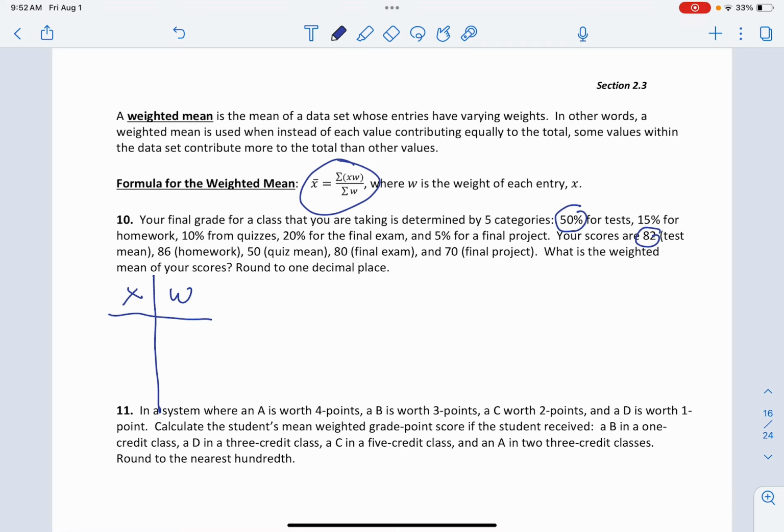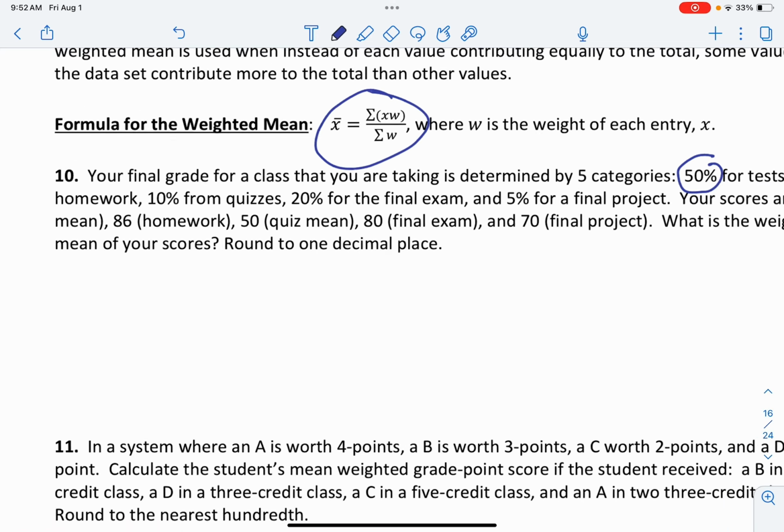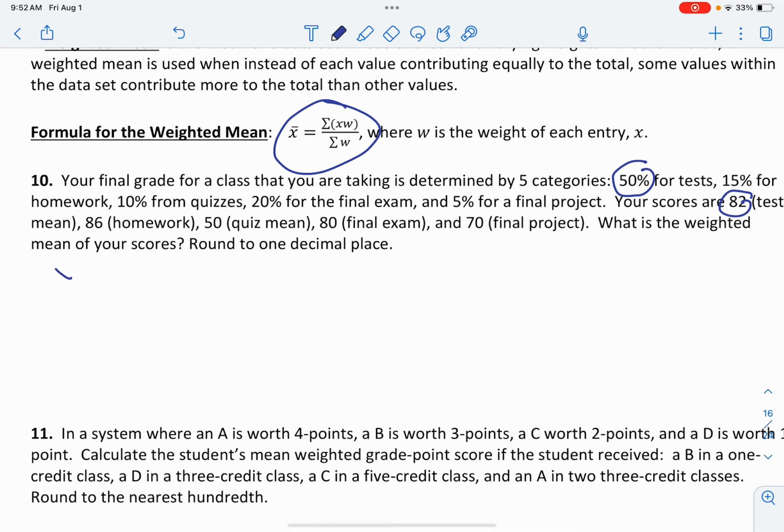Those go together. So your score is 82, weight 50. I don't know if I gave myself enough room over there. I might redo that. But thinking about it as we go down, that's what we're really after there. Sorry, X, W, 82, 50. All right, the next type is the 15% for homework, and we got an 86 on that.